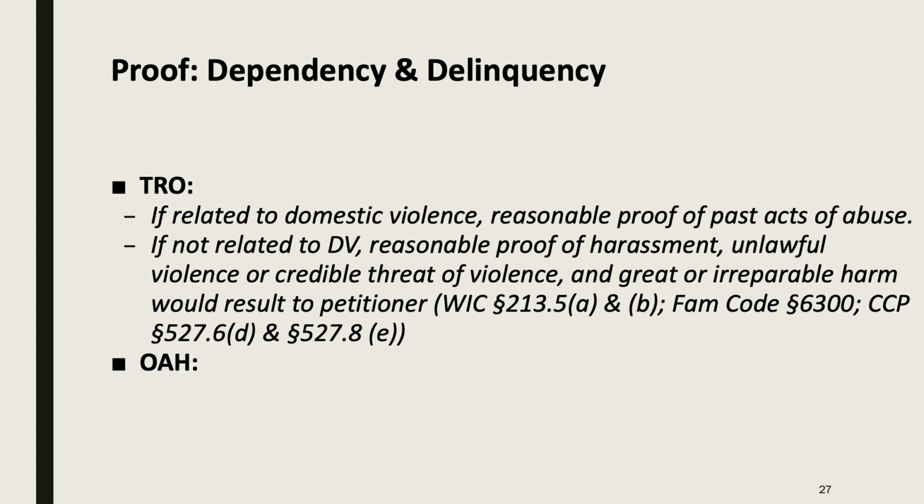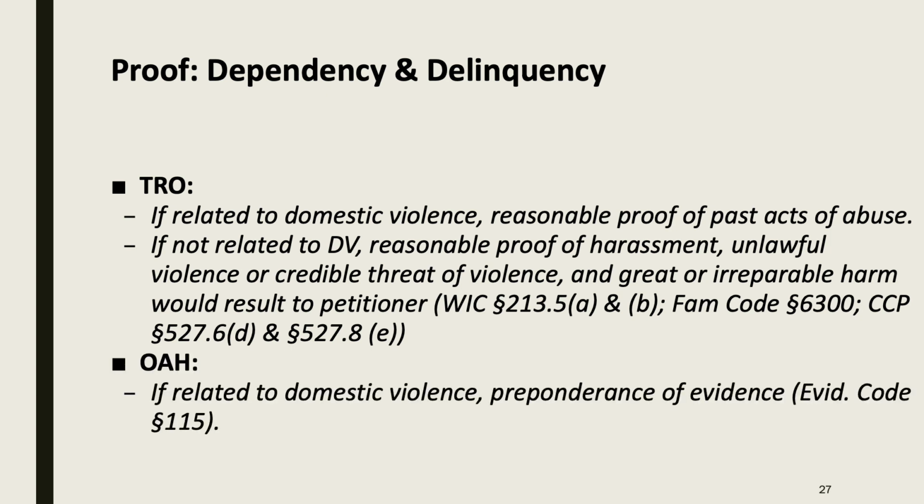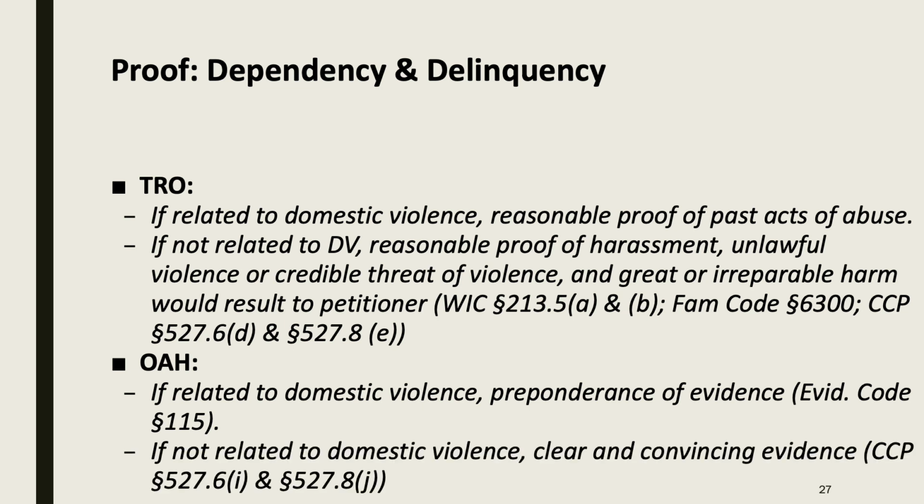The order after hearing, if it's related to domestic violence, is looking for a preponderance of evidence, and the court has to rule based on a preponderance of evidence, which is the more likely than not. But if it's not related to domestic violence, the standard of proof is clear and convincing evidence. So the critical difference between these two is going to be whether that relationship exists that makes it a domestic violence case or not.